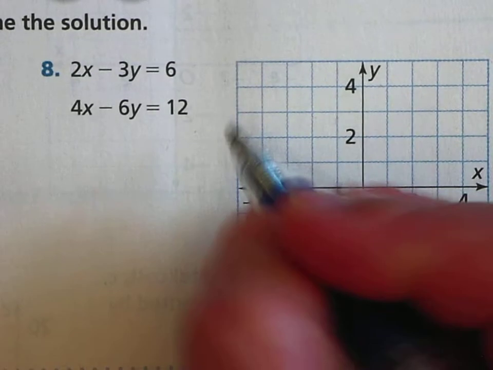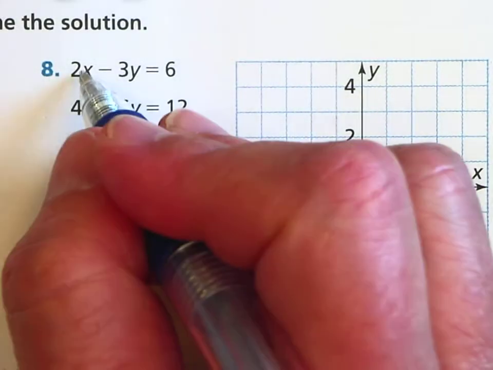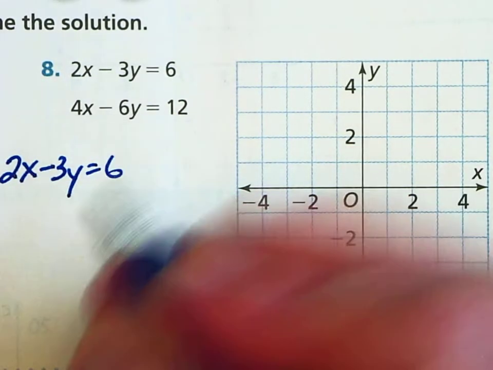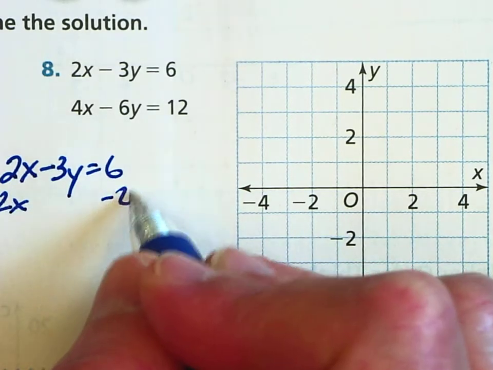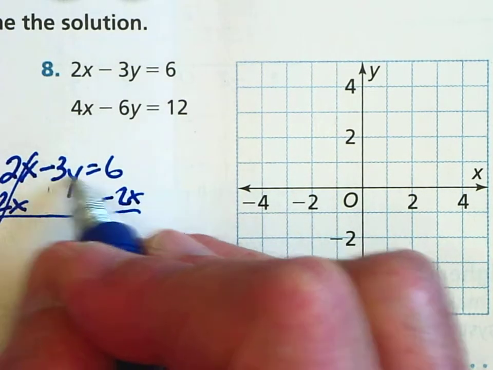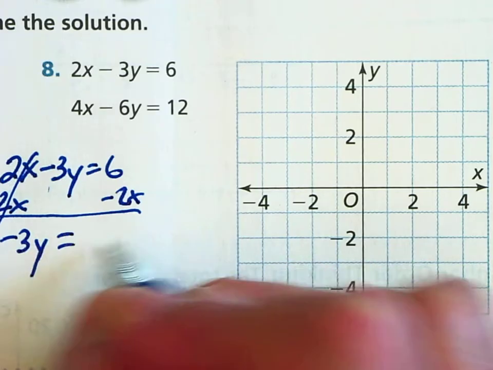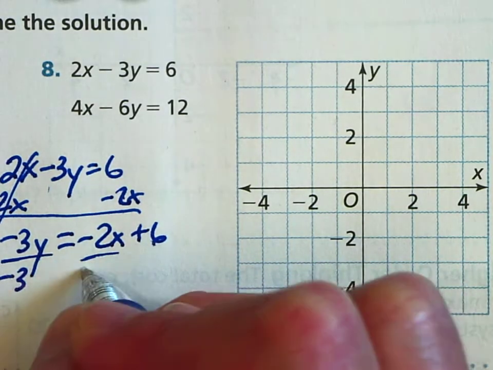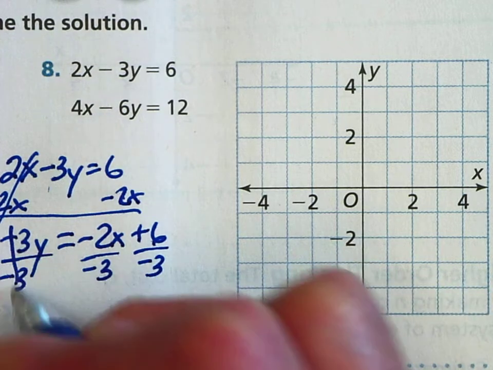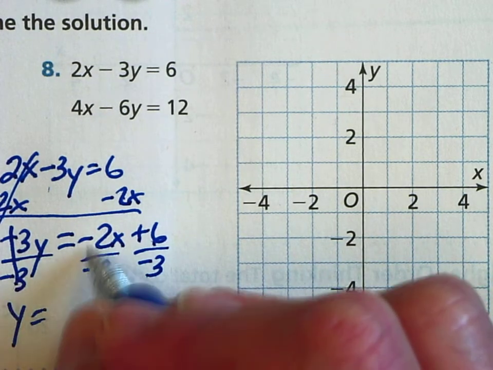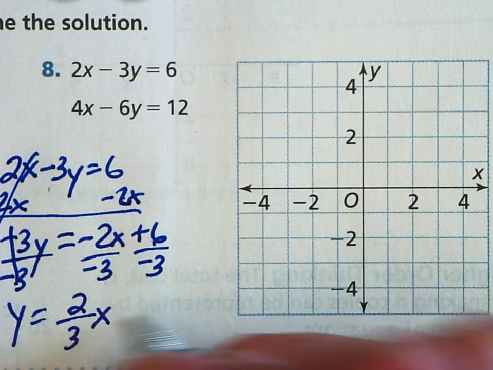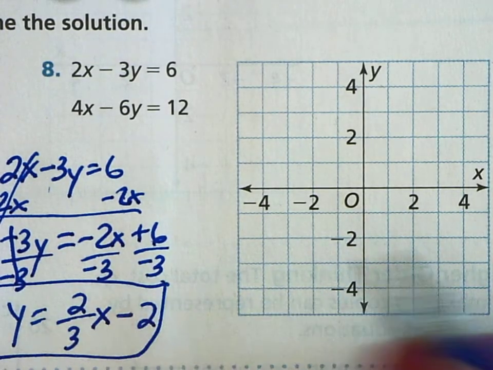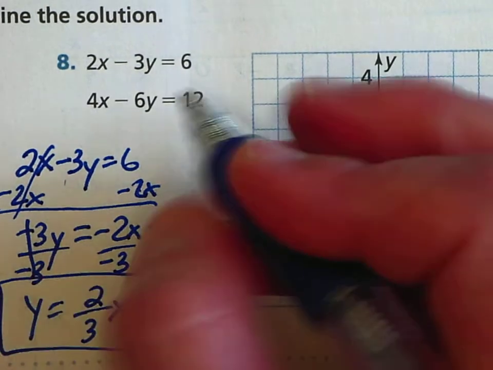Okay, let's try another one. So this one, we are going to rewrite this equation right here, 2x minus 3y equals 6. First thing you want to do is move the x term to the other side. So I have -3y equals -2x plus 6. Divide by -3. So y equals, 2 negatives equal a positive, 2/3 x, and 1 negative equals a -2.